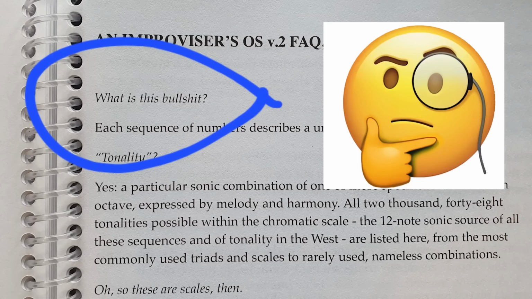Hey there, here I have Wayne Krantz's book, An Improviser's OS, I guess stands for Operating System. The title of this video is The Craziest Guitar Method Book. Maybe I shouldn't say crazy, but definitely unusual or weird in a good way. He even says himself, what is this bullshit? So I want to take a look at this book. Who is it for? And how do I use it?